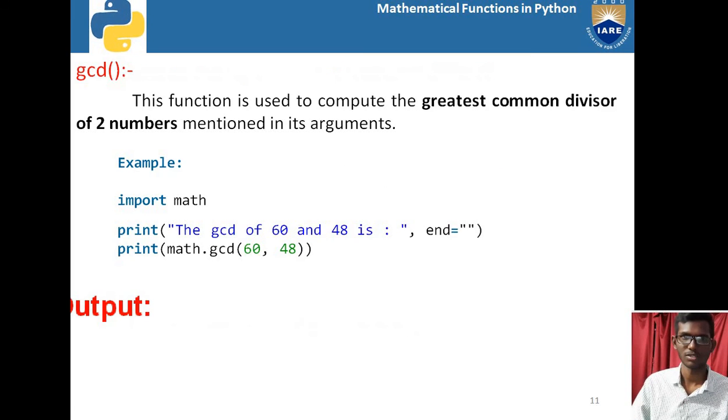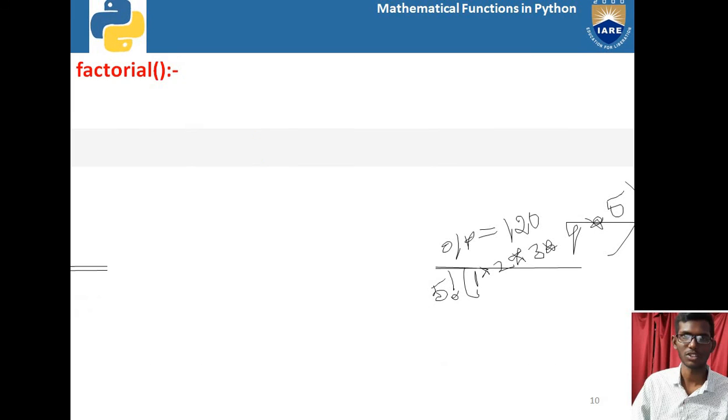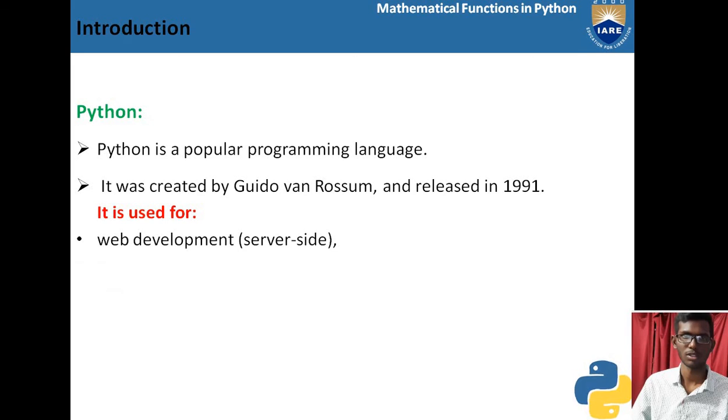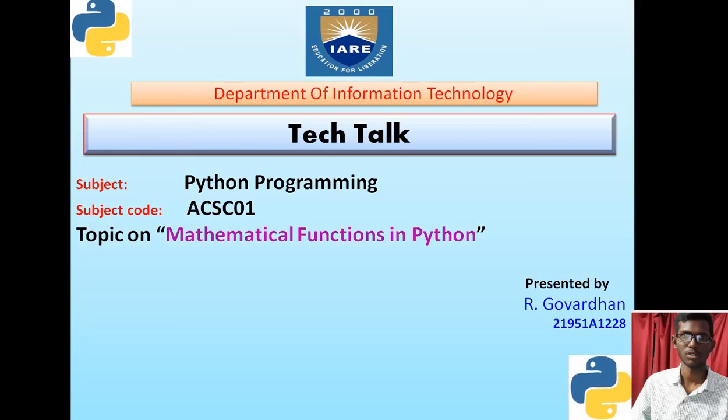So this is the information for today. You saw GCD, factorial, Python numbers, why Python is popular, and users. So our topic is completed.